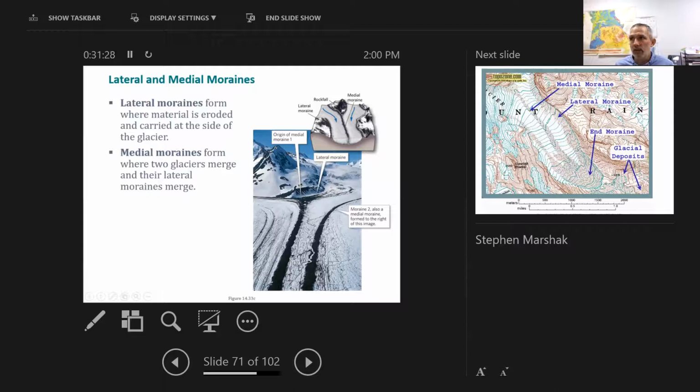So two arêtes are carved in this region. If these glaciers should move further down, eventually those glaciers can merge, and you're going to end up with a big pile of material in the middle of the glacier called the medial moraine.